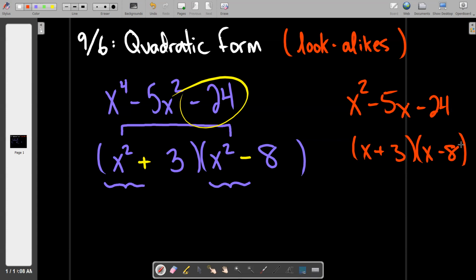So where this is going to go next level, and I left the one I murdered today in the notes, is that these now are what I refer to as the offspring. Like they're the children of the original. So the original was x to the fourth -5x squared -24. His offspring are x squared +3 and x squared -8. Can you see how one of those offspring might become his own factorable expression?